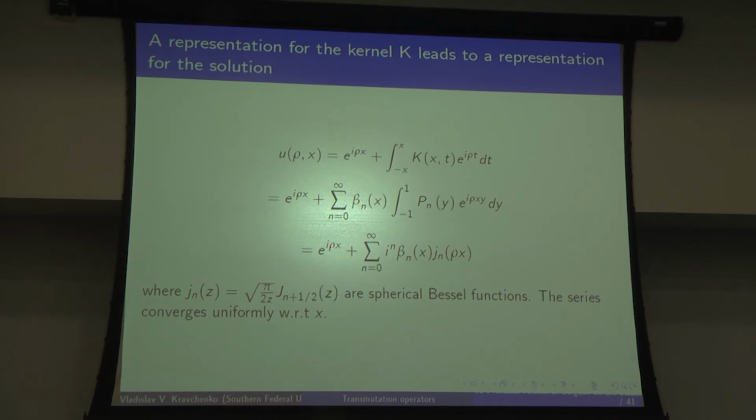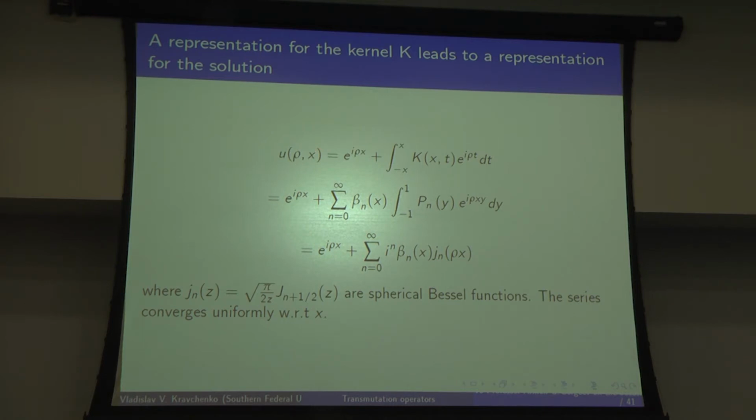So what is it? Such kinds of series are known in mathematical analysis since the 19th century. They are called Neumann series of Bessel functions. Neumann, not John von Neumann, but Carl Gottfried Neumann. Well, why is this kind of representation of the solution U interesting?